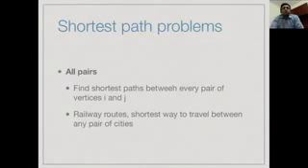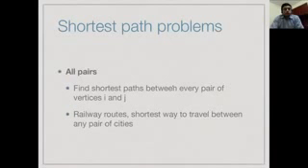Another problem would be to compute the shortest distance between any pair of cities or any pair of vertices. So this would be a natural problem, for example, if you have a routing network of an airline or a train network. Now whenever you want to travel from city A to city B, you would like to compute the shortest path between A and B.